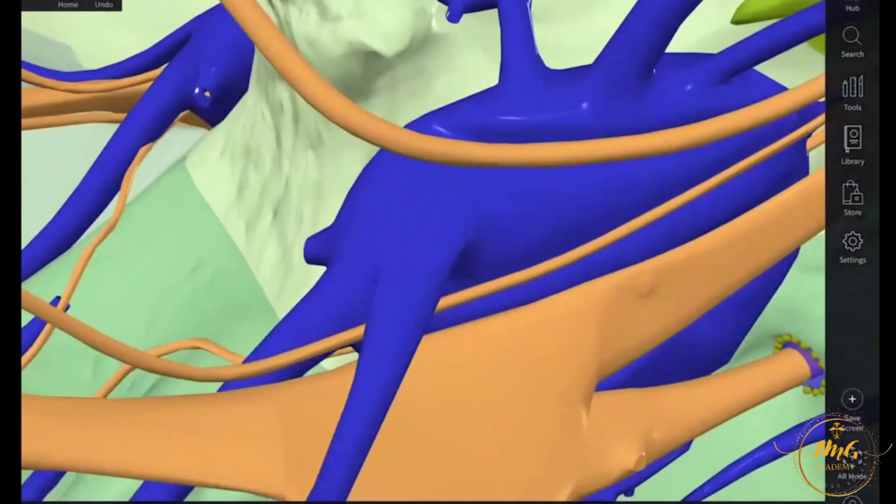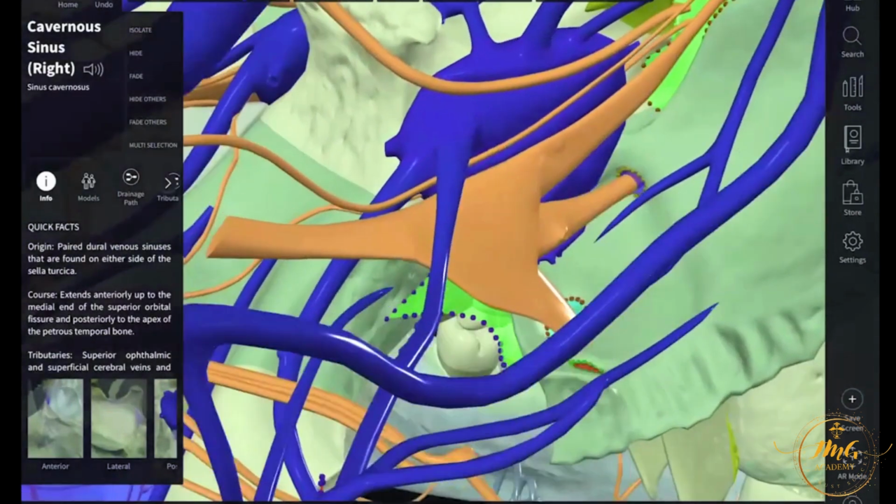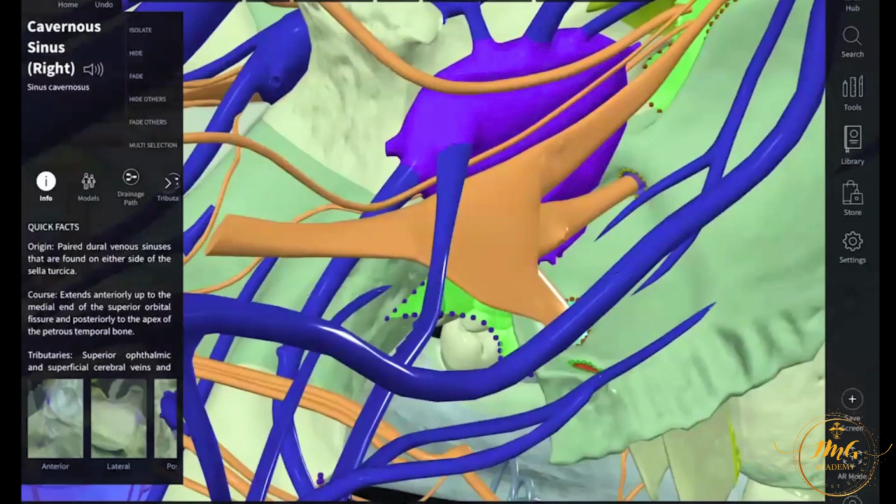What you can see here is basically our cavernous sinus. Now I'm going to start with the contents of the cavernous sinus. What are the contents of the cavernous sinus? Because in the cavernous sinus, we are going to have few contents on the outside and few contents on the inside of the cavernous sinus. Where exactly is the cavernous sinus located?